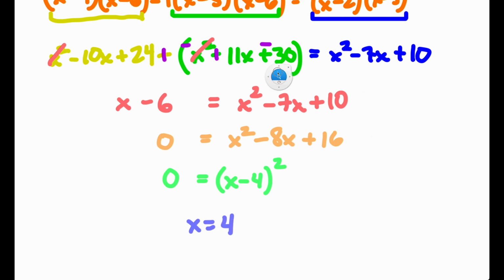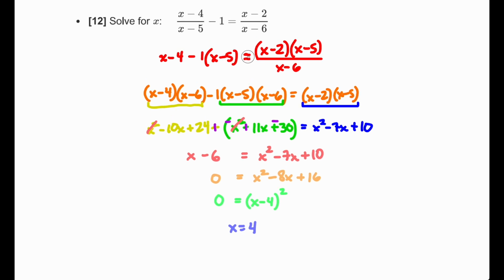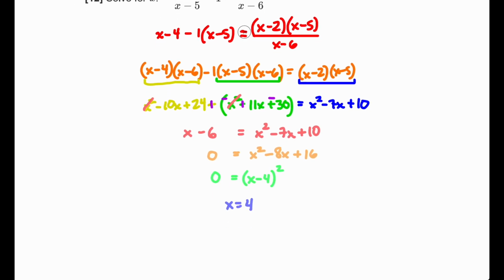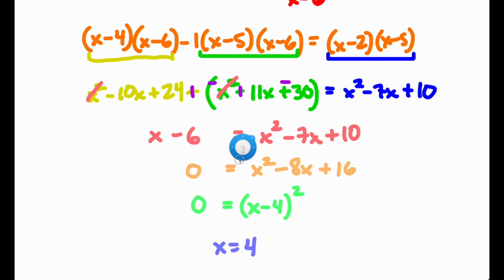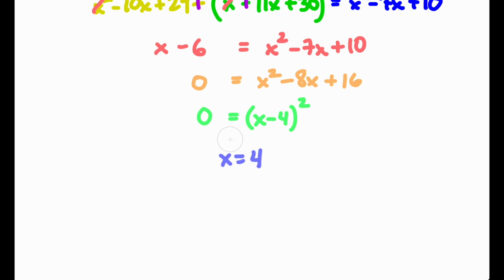But we need to look at the original equation and see, is this going to cause a division by 0? It's not, because there's no x minus 4's in the denominator, and that's what would have to be able to divide by 0. So the answer for this one is going to be x is equal to 4.